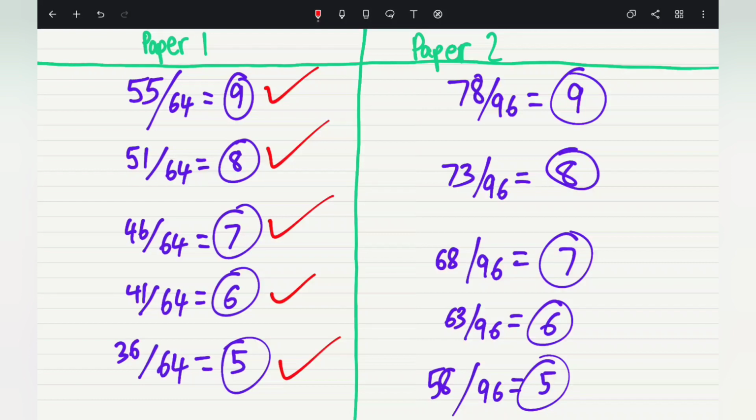And in terms of paper 2, which you are going to sit on the 12th of June, this is a longer exam, and often the more challenging exam for students. Paper 2 for Edexcel is marked out of 96. Now for a grade 9, you should be aiming for 78 out of 96. For a grade 8, 73 out of 96. For a grade 7, 68 out of 96. For a grade 6, 63 out of 96. And finally 58 out of 96 for a grade 5.